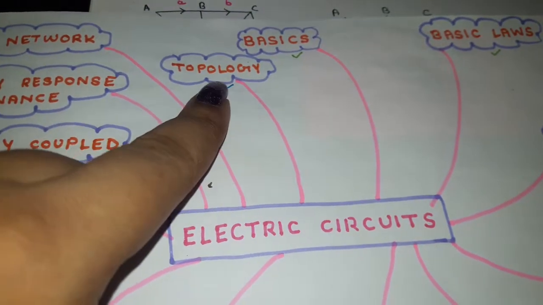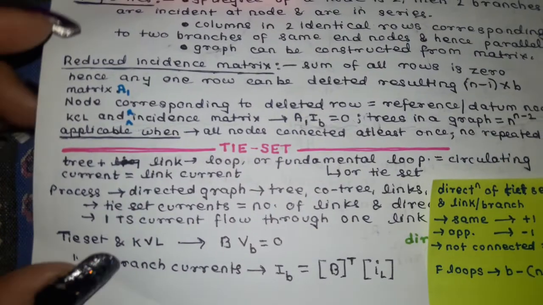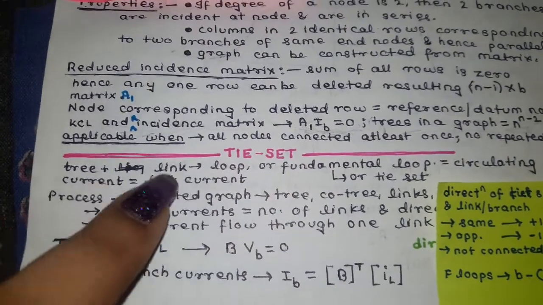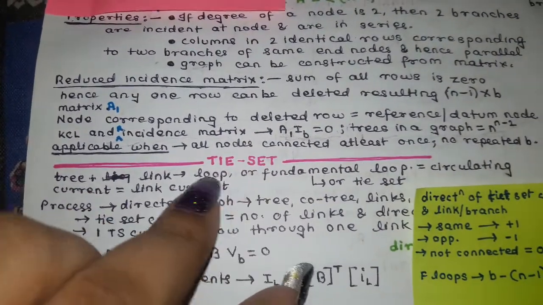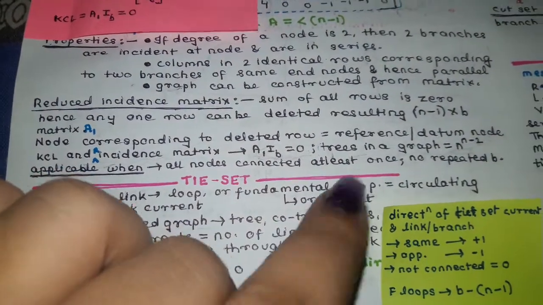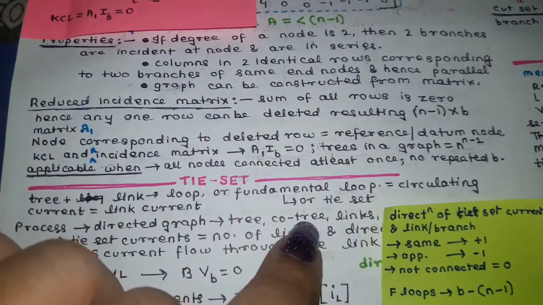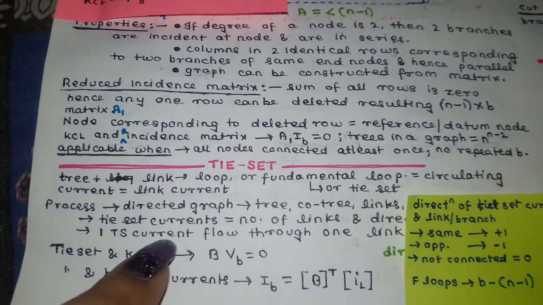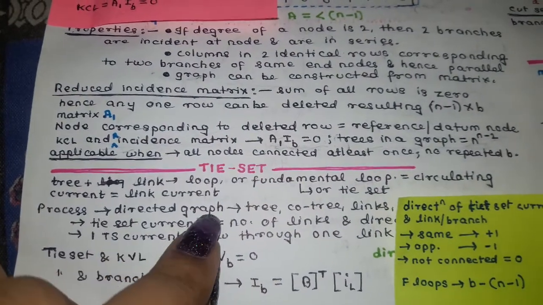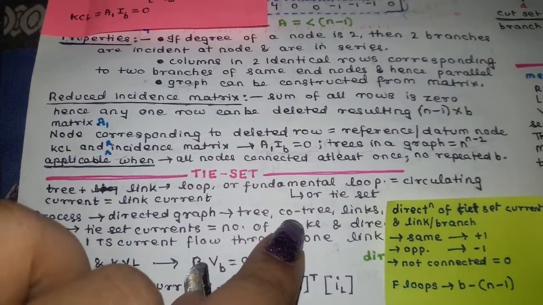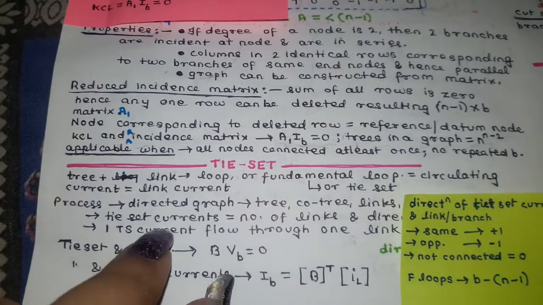Let's move on to part 3 of topology. Here we have tie set. When we have a tree and links, they form a loop. This loop is called a fundamental loop, and we are determining the circulating current through it. The process is that if you get a directed graph, you mark trees, co-trees, and links, and assign tie set current.